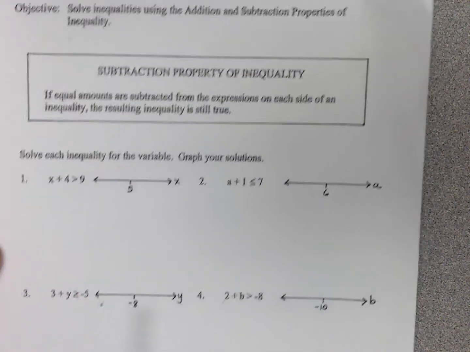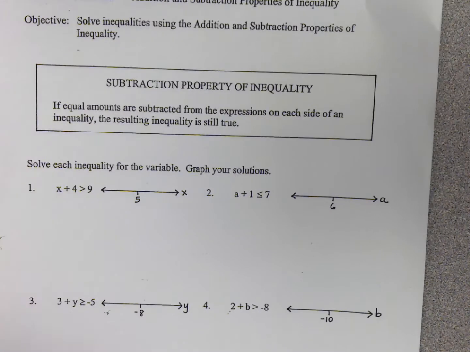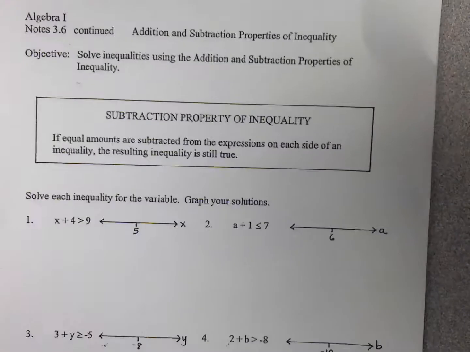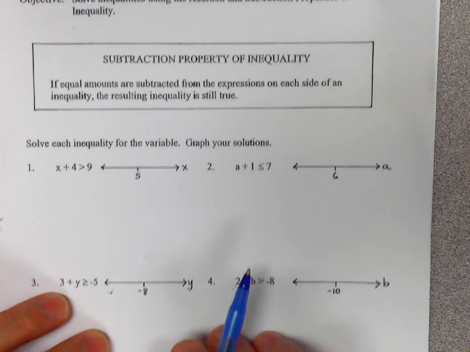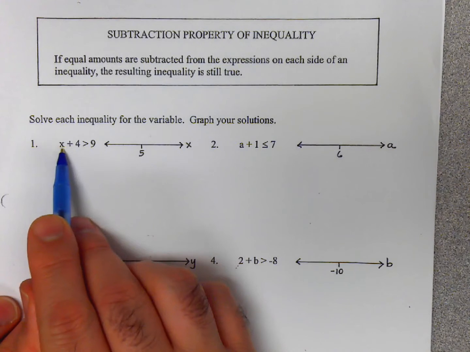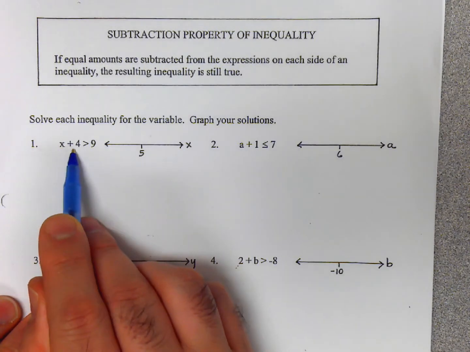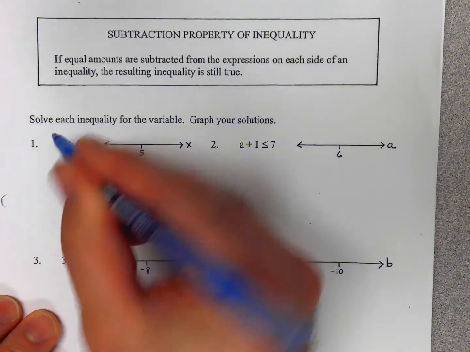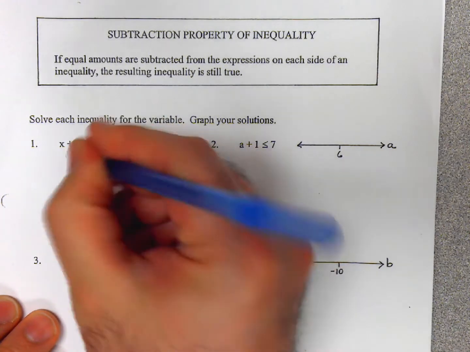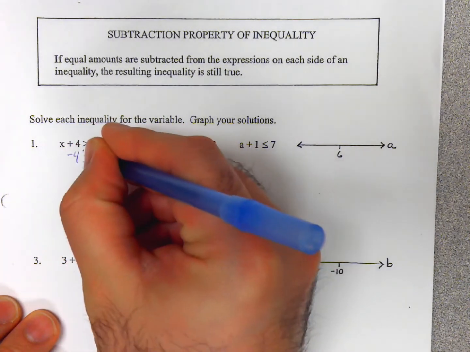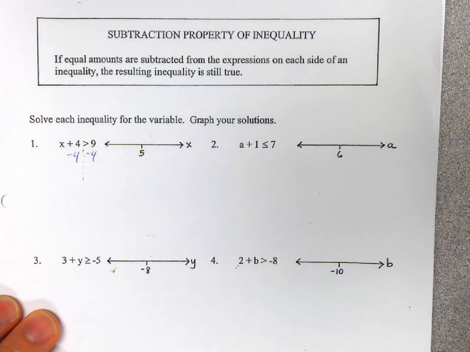All right, so now we're going to look at the subtraction property of inequality. It just means when you have to subtract from both sides to solve for x. Before we can graph, like in number 1, we have to get x by itself. Leave me alone, plus 4. What do we got to do? What's the opposite? Think opposite of plus 4. Yeah, subtract 4. Whatever you do to one side, you got to do to the other, right?